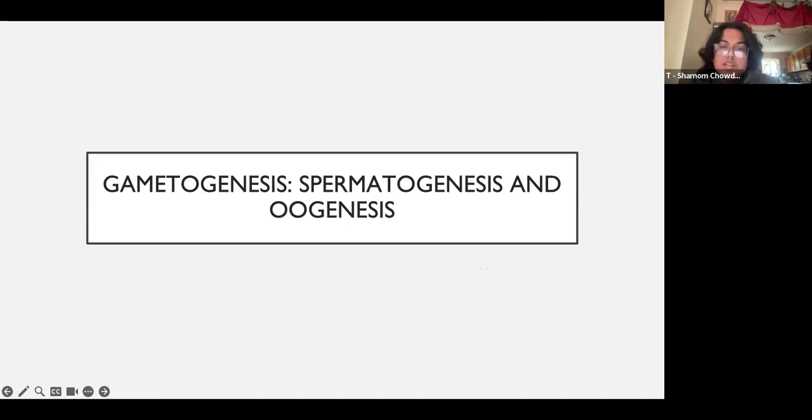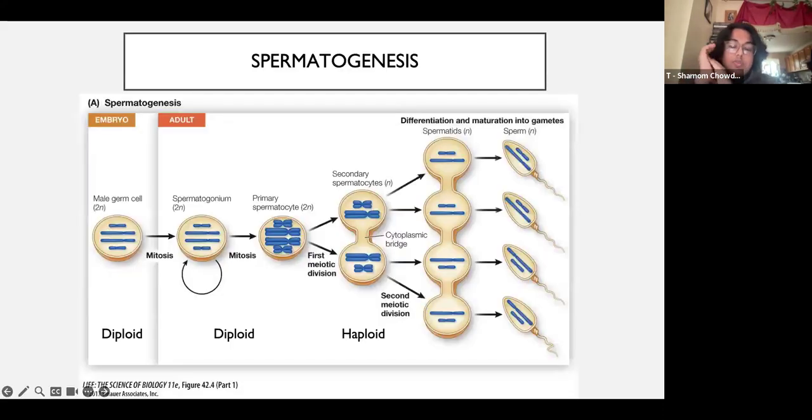So now we're going to talk about gametogenesis. Spermatogenesis helps produce sperm, and oogenesis, which I don't know how Dr. Garofalo pronounces it, produces eggs. So make sure you know the cycle and know what occurs at each step, because a question about what occurs during mitosis, what occurs during meiosis 1, meiosis 2 will definitely be on the exam. So definitely memorize the terminology and what is at each step.